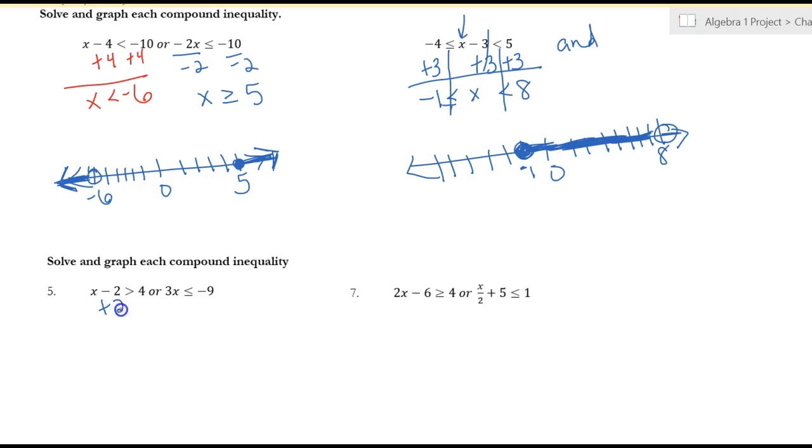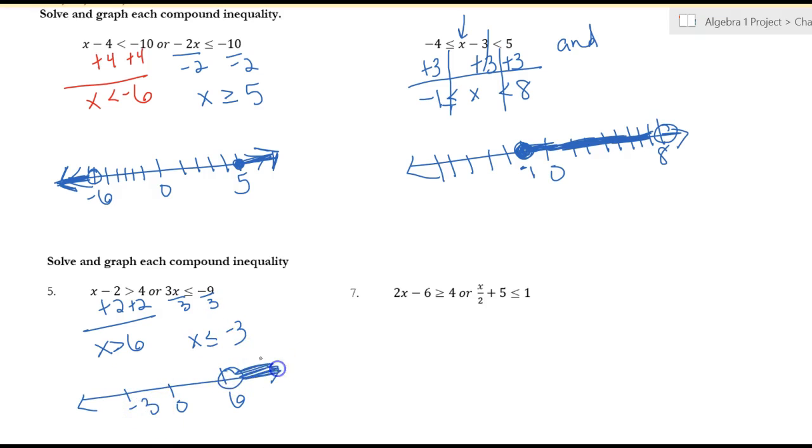Okay, so you should have added 2 to both sides, and so you get x is greater than 6. And then divide by 3 on both sides, so x is less than or equal to -3. So this is an OR. So 6 and -3. At +6, it's an open circle going to the right. And then at -3, it's a closed circle going to the left. So we did it right. Sorry, my thing's crooked.